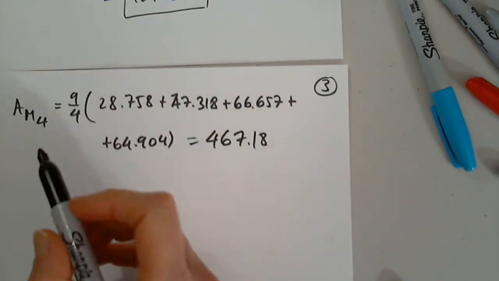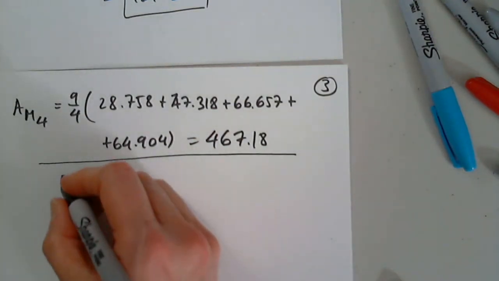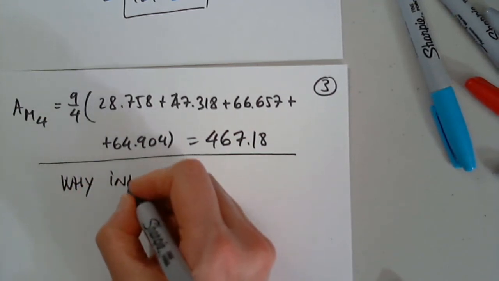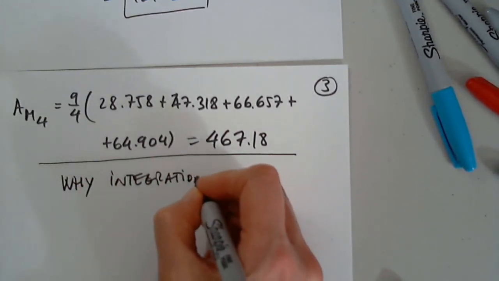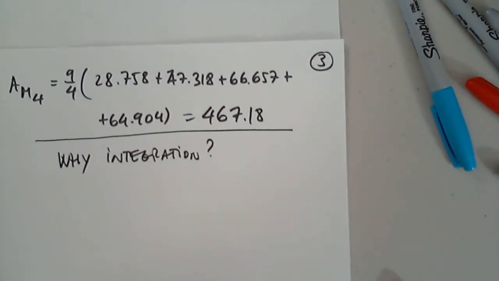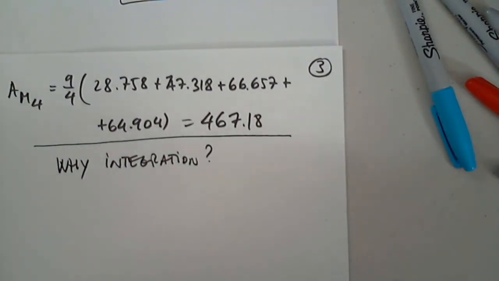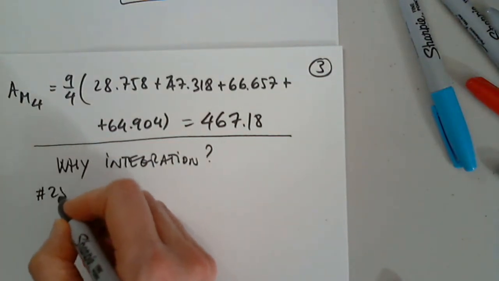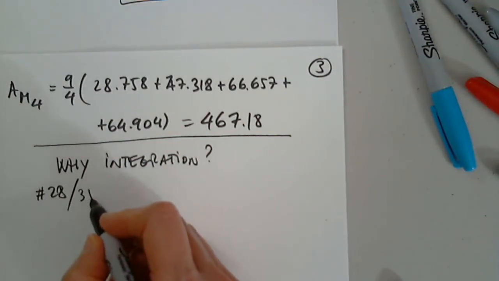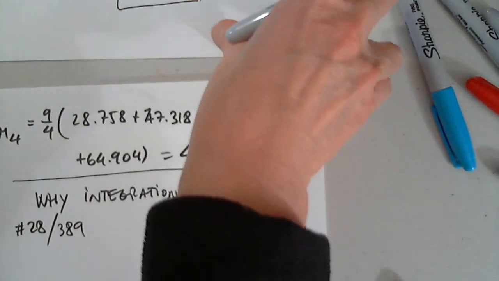Okay, so first I wanted to go back to why integration. Why? So, and I want to answer this question with a problem from your book. So, for example, you can choose a word problem that I selected for homework if you'd like. Or I will choose 28 on page 389. I don't remember if I chose this for the homework.